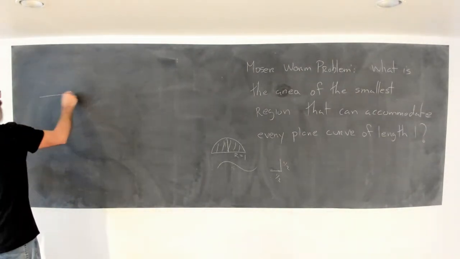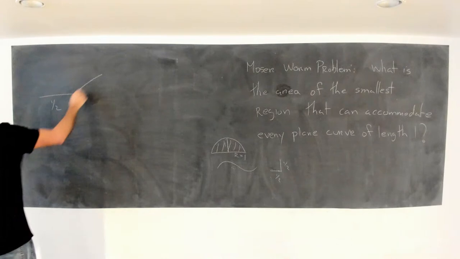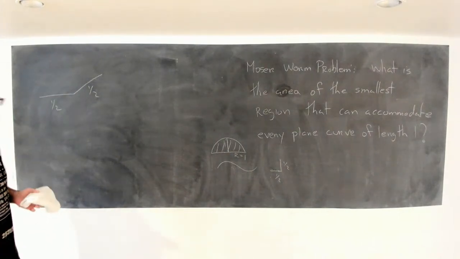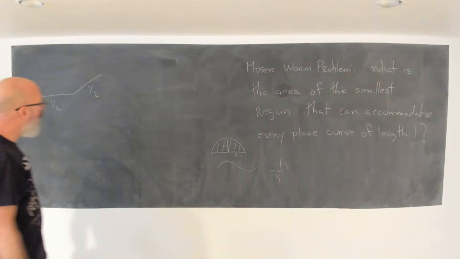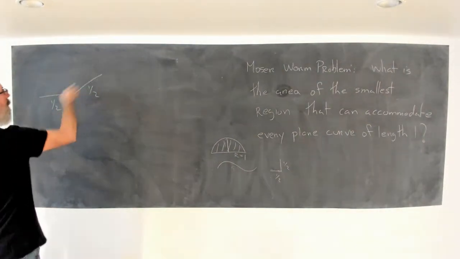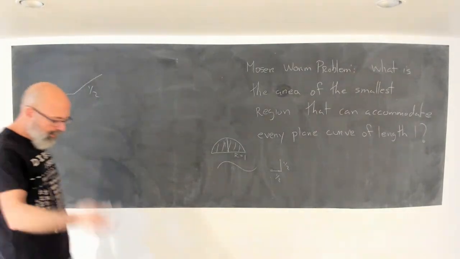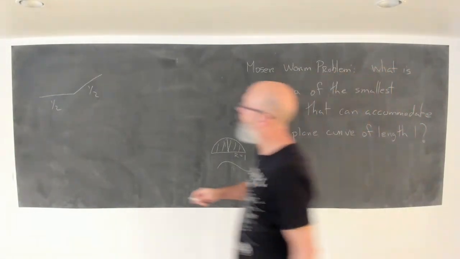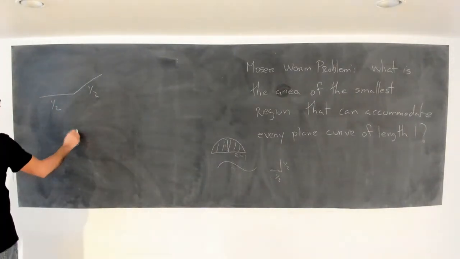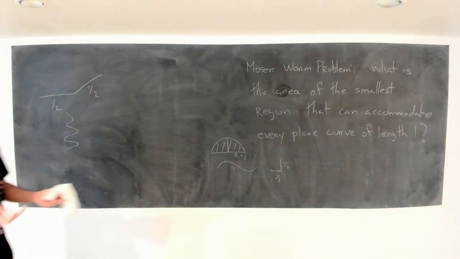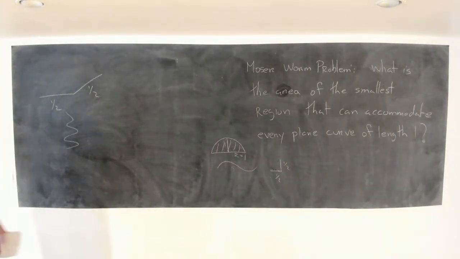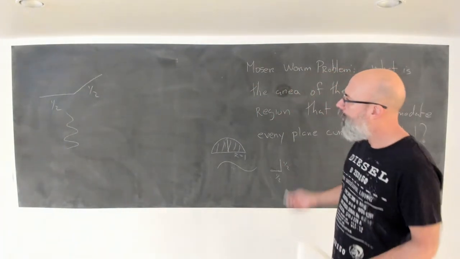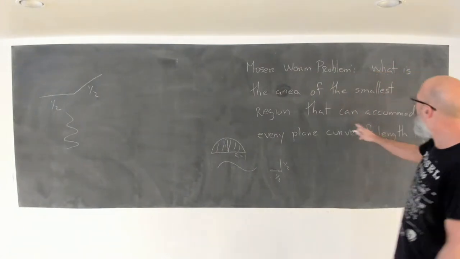Right, the idea is if you have these bad looking curves, they're easy to draw, but what is the smallest area needed to cover every single curve? You have something like this, maybe something like this. Again, imagine a piece of string of length 1 and you can place it any way you want. What is the shape, and more importantly, what is the area?